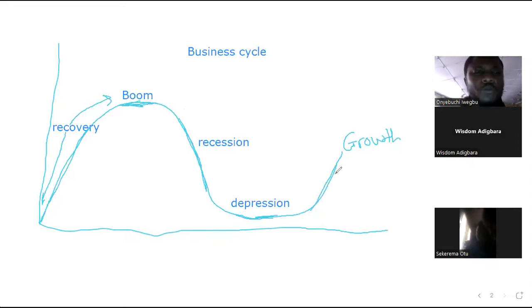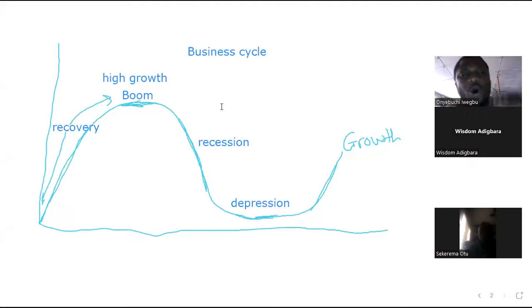What are periods of boom? Periods of boom are periods of high growth. Nigeria experienced boom in 2003. Nigeria experienced double-digit growth rates. That's why they will tell you that it's Obasanjo's regime that had the highest period of boom. Nigeria experienced double-digit growth during Obasanjo's regime.